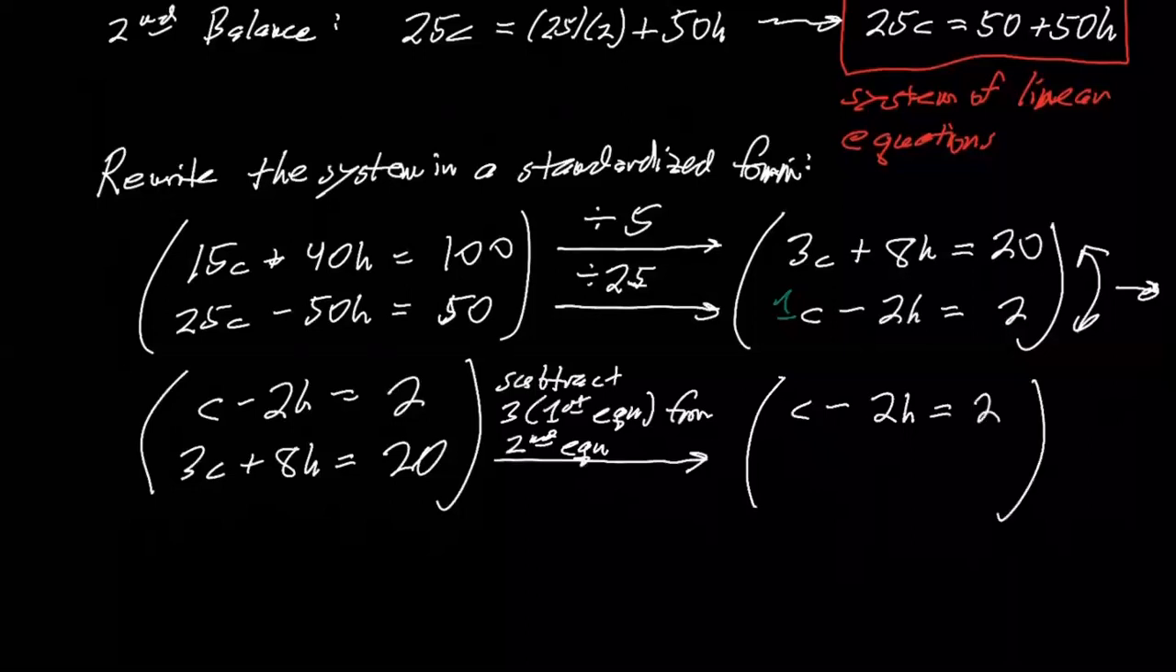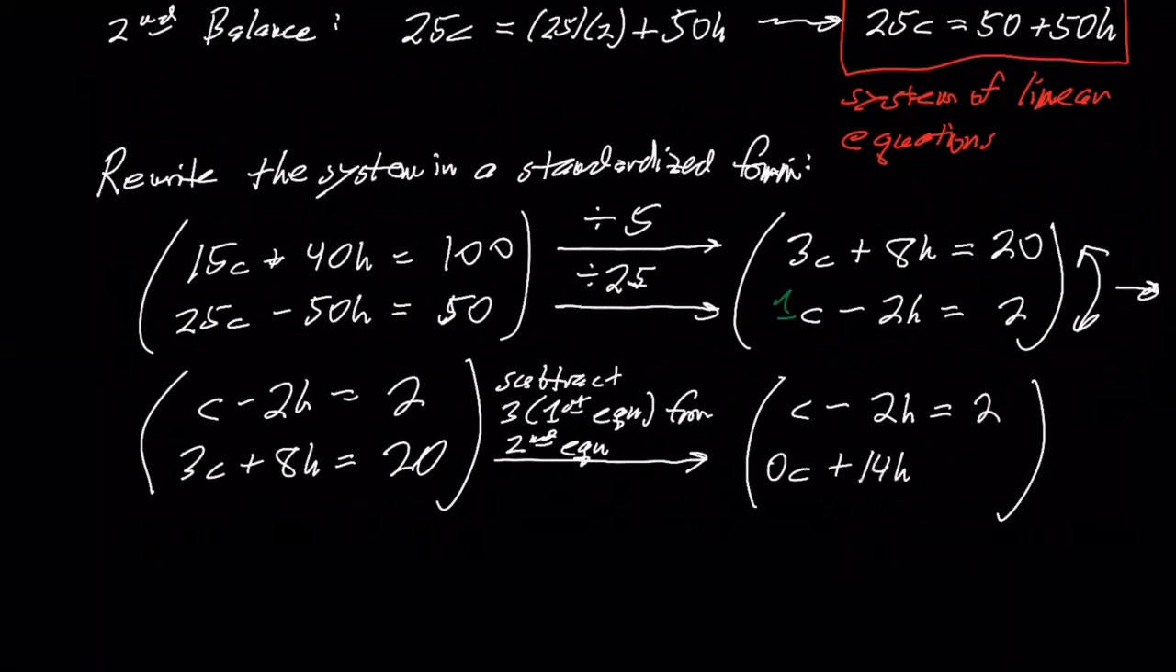If we do that, let's see what happens. Right here with the 3C, if we subtract 3 times the first equation, that's a 3C, so that gives us a 0C. I'll just write 0C there. And then we take 8H and we subtract 3 times negative 2H. That's actually adding 6, right? 8 minus 3 times negative 2 is plus 6. So that's 14. Again, you should pause frequently and get ahead of me.